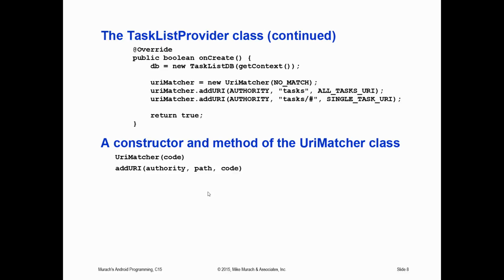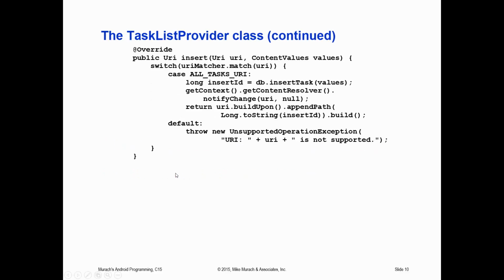And as you can see in the book, at least on page 473, the URI matcher creates a new URI matcher object and specifies the code to return when no matching URI is found, and the add URI method adds a URI to the URI matcher object and specifies the code to return when a matching URI is found for this URI. All right. Well, what about querying?